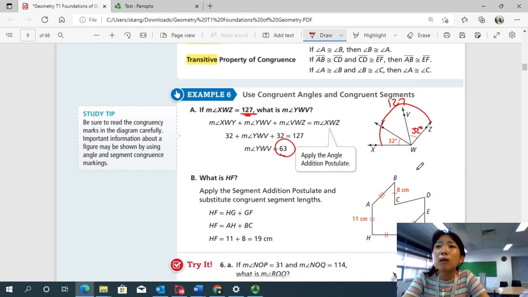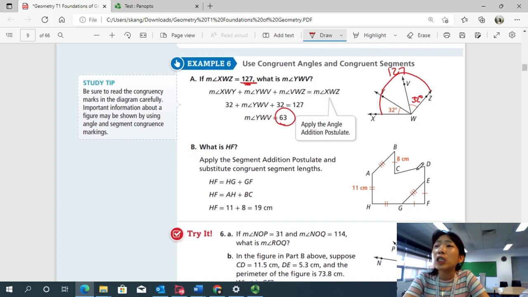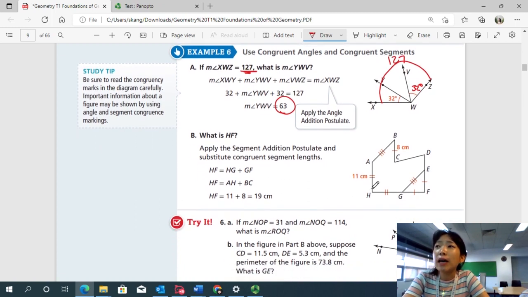Okay. So part B, what is HF? What is the distance of HF? Okay, the entire distance on the bottom here.